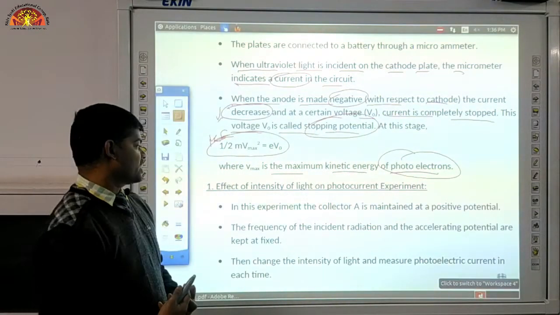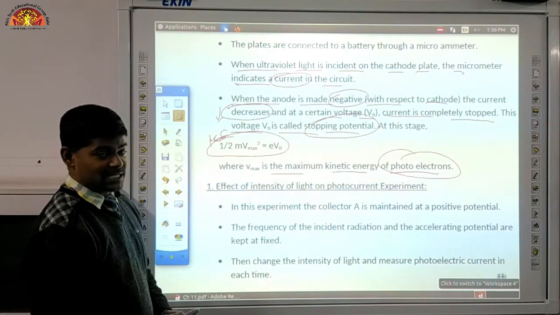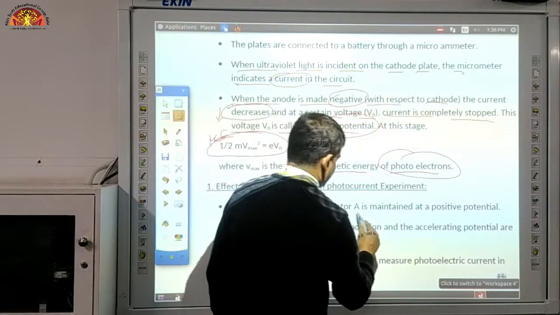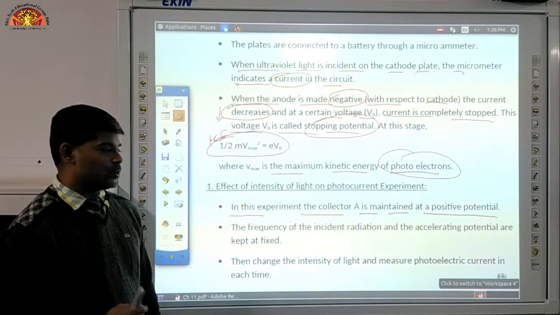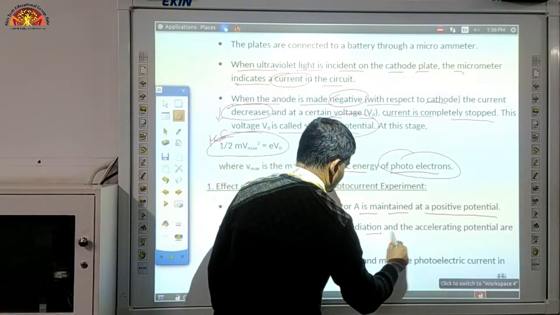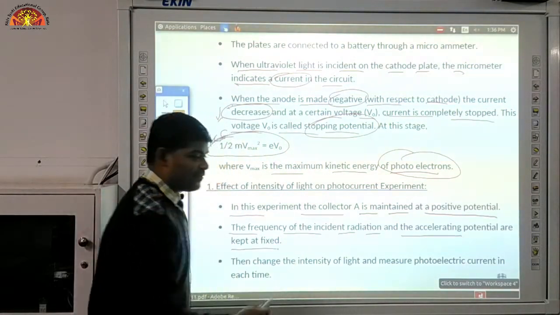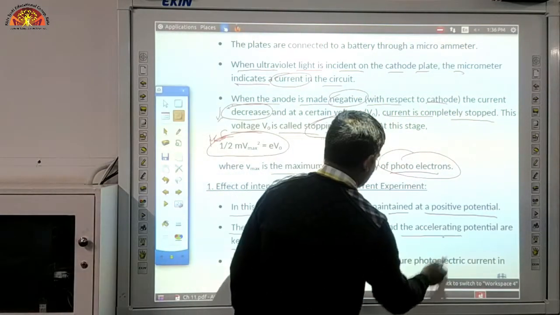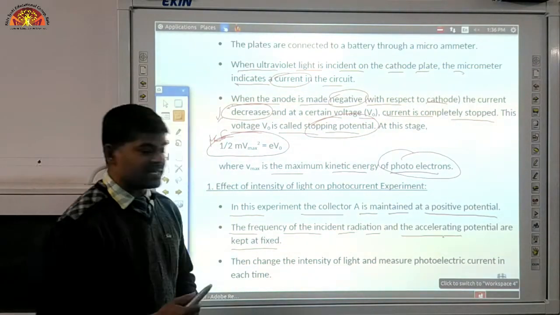Now come to the effect of intensity of light on photocurrent experiment. Light की intensity का क्या effect पड़ता है? In this experiment, the collector A is maintained at a positive potential. जो collector A है उसको हमने positive potential provide किए, maintain करवाया. The frequency of the incident radiation and the accelerating potential are kept fixed. जो फ्रीक्वेंसी रखी हमने इंसिडेंट रेडिएशन की और एक्सेलरेटिंग पोटेंशियल की, वो हमने बच्चों फिक्स रखी हुई है. Then change the intensity of the light.